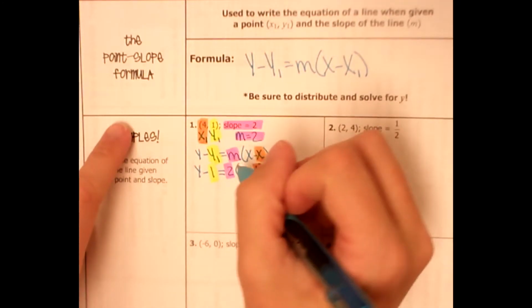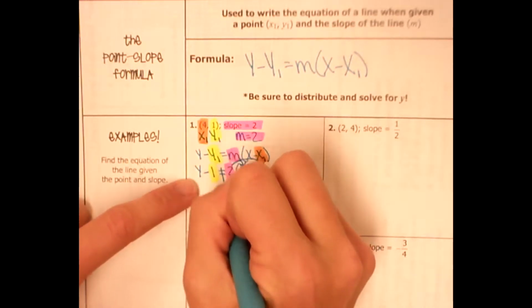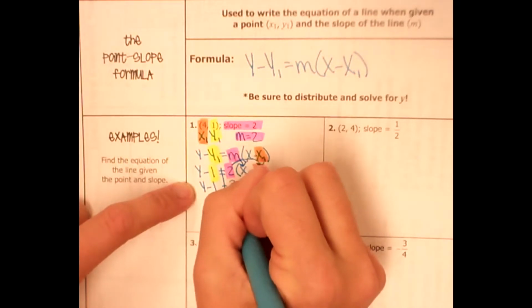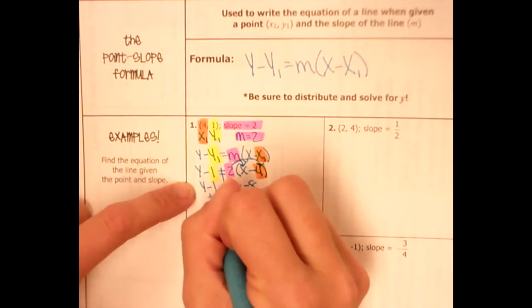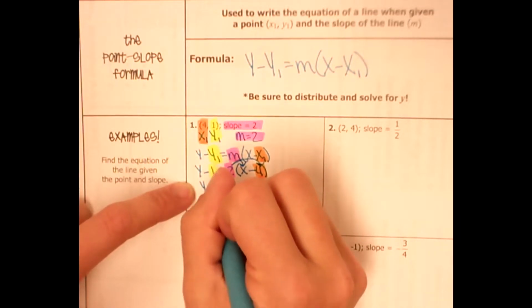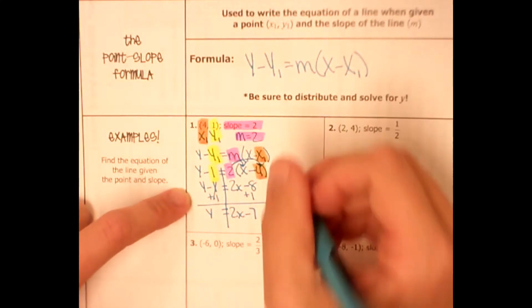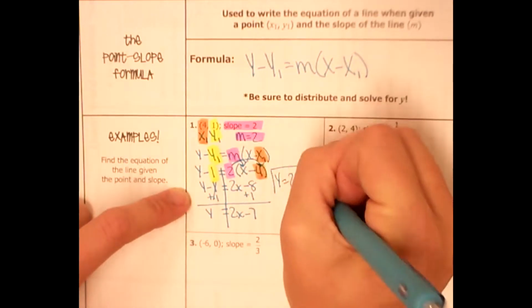Now I distribute the 2 because it's outside the parentheses and I solve for y. So I have y minus 1 is equal to 2 times x is 2x. 2 times negative 4 is a minus 8. Add 1 to both sides. The 1's cancel out, y equals 2x minus 7. That right there is my answer. Y equals 2x minus 7.